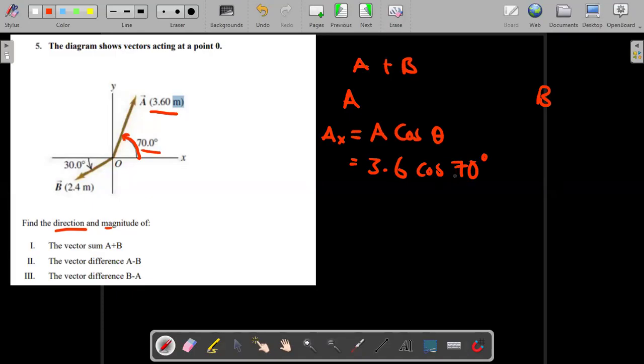Notice that it's very important to understand that the angle is always measured from the positive x-axis until you reach that vector. So this is what we do to get that component. Then to get the y component, we do 3.6 sine 70 degrees. So now let us compute that. So I have 3.6, then I'm saying cos 70 degrees.